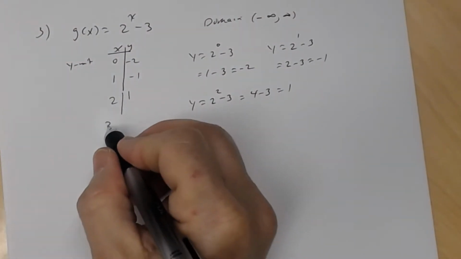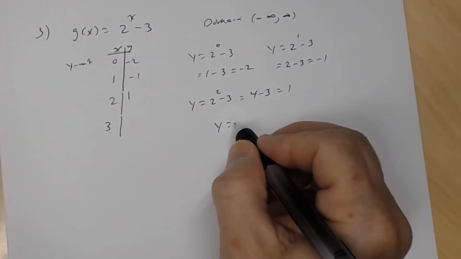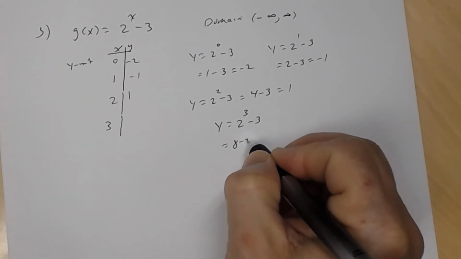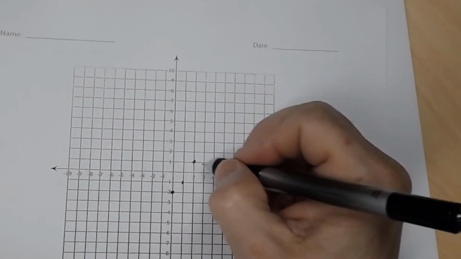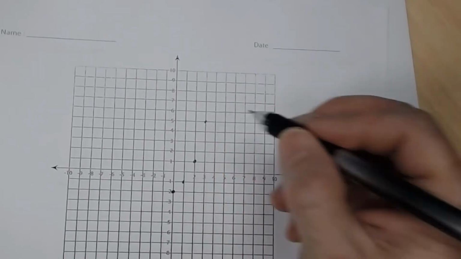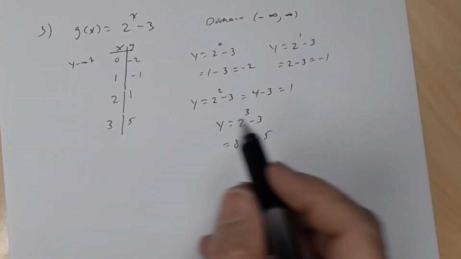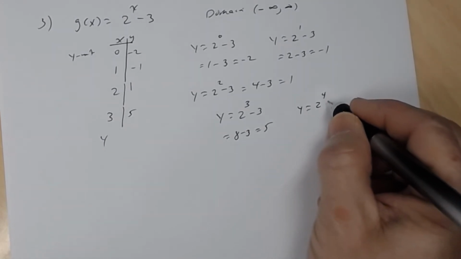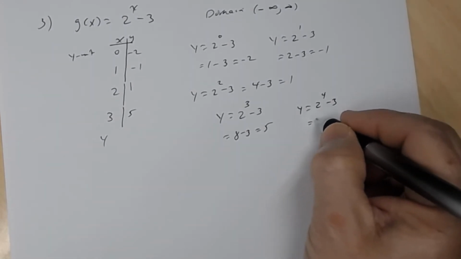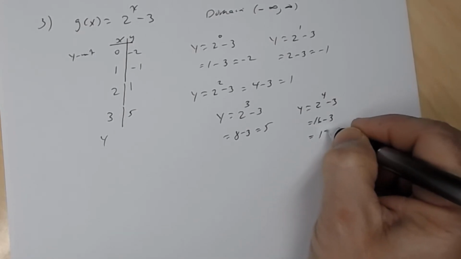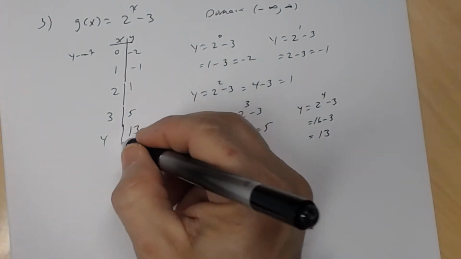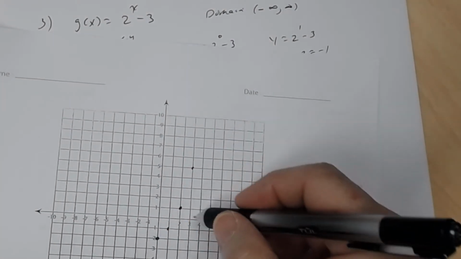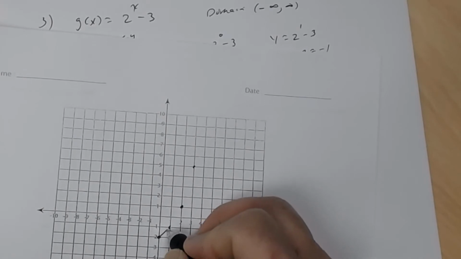If x is 3, I get y equals 2 cubed minus 3. Well, 2 cubed is 8. 8 minus 3 is 5. So (3, 5) is here. If x is 4, I get y equals 2 to the 4th minus 3. 2 to the 4th is 16. 16 minus 3 is 13, which is way beyond where I need to be because I want to stay within here. So notice though on this side it looks like this.